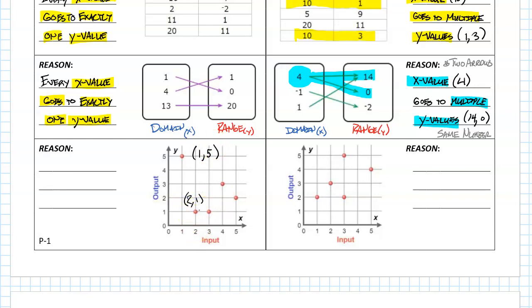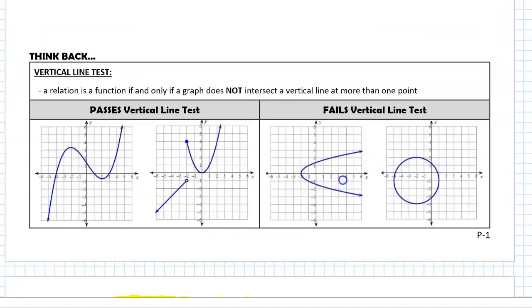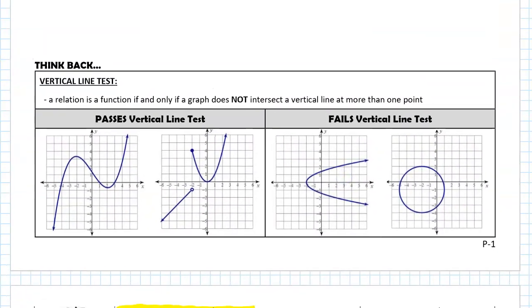Looking at this very visually, though, we have something, if you recall, from Algebra 1, looking at the left-hand side. We know about something called the vertical line test. Yes, you did this in Algebra 1. It's a quick, easy way to determine whether or not a relation is a function via its graph. And what it says is that a relation is a function if and only if the graph does not intersect a vertical line at more than one point.